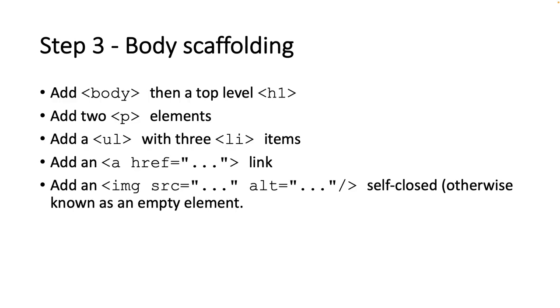You'll add a body with an H1, then 2 paragraphs, add an unordered list, otherwise known as a bulleted list, with 3 line items. Then you'll add an href, which is an anchor with a reference to another website. And then you'll add an image tag with a source and an alt. And everything will need to be tidy and well-formed and valid.